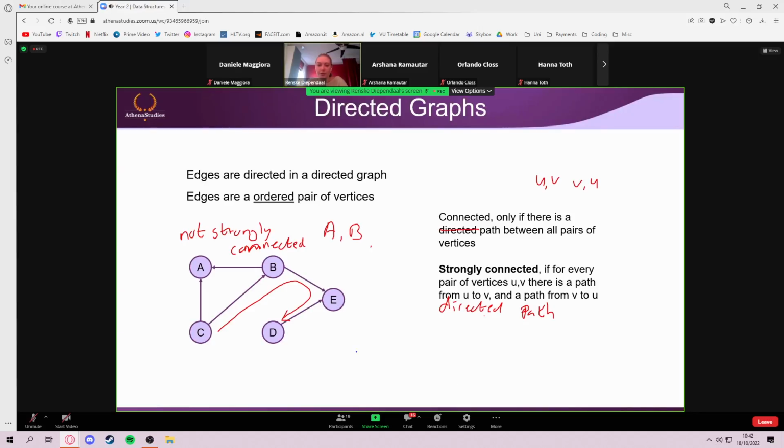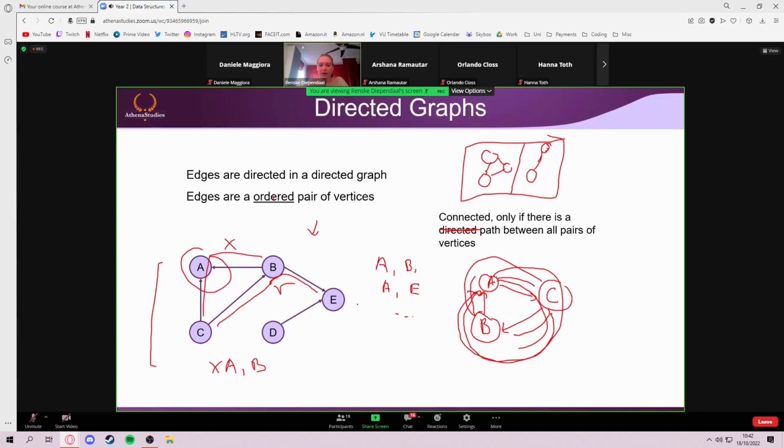Do you have an example of strongly connected? Yes, for the example that we had over here, the ABC one, this is strongly connected. So for every vertex, you can make a directed path to every other vertex.